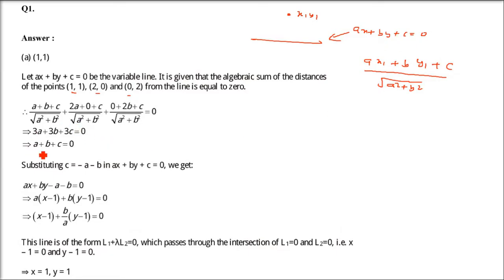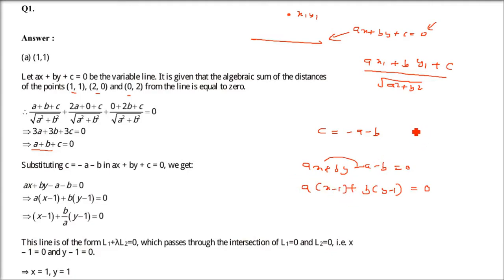Now ax + by + c is the line which we started with. So from a + b + c = 0, write c as -a - b. Now put it in the original equation we assumed, ax + by, placing c as -a - b. Now take ax - a together, so take a, and x - 1 will be there, and in by - b, take b, and y - 1 will be there. So this equals 0.